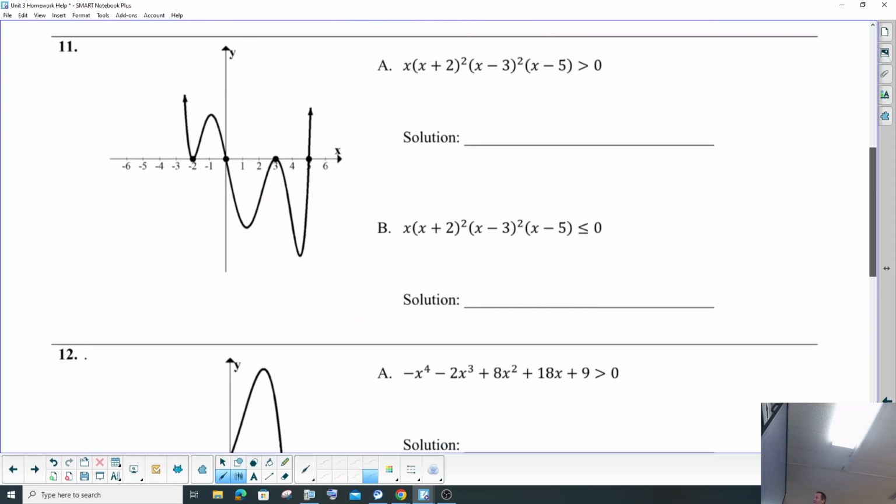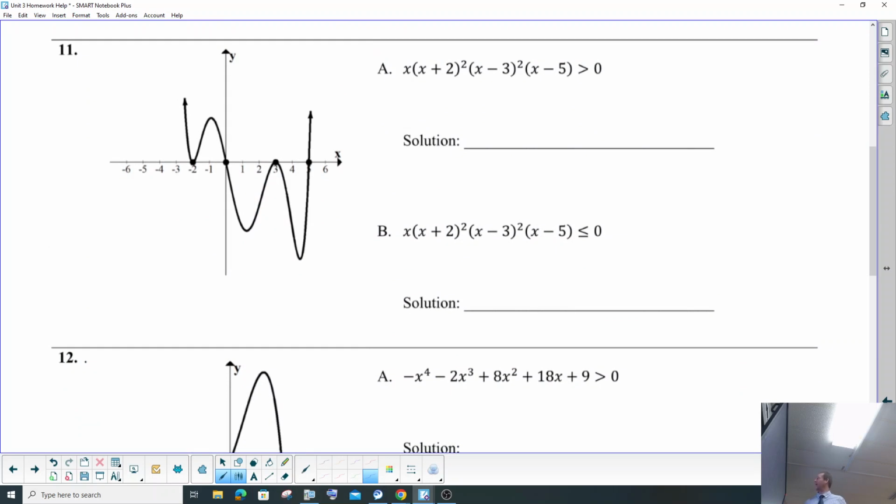Okay, so they give you the graph and they give you the factored form and they want you to come up with a solution. One is greater than 0, and then what about less than 0? Some of you are forgetting what that means. Inequality. What does greater than 0 mean?